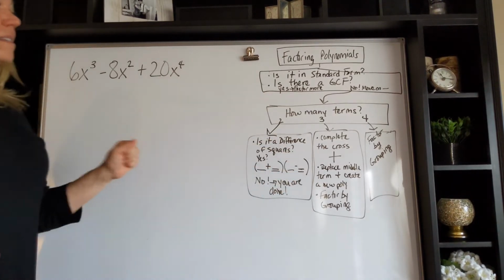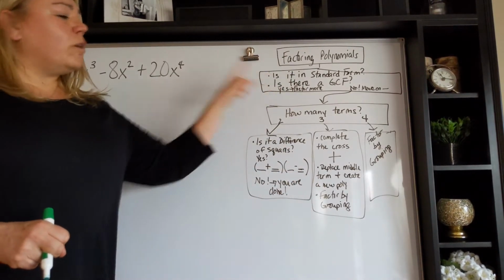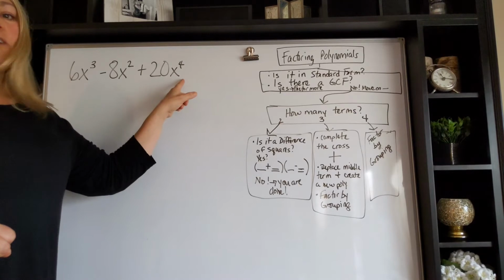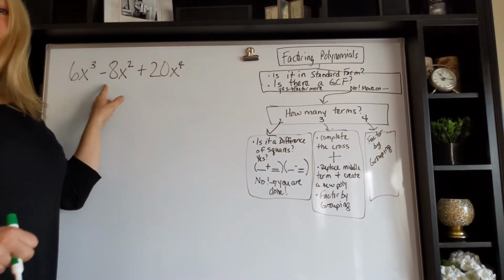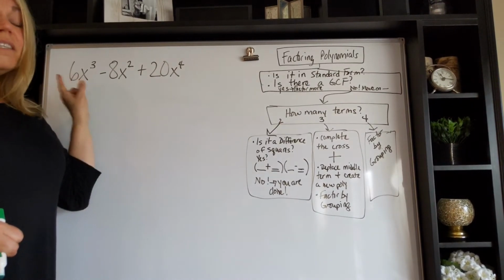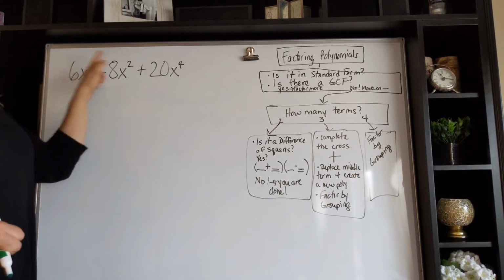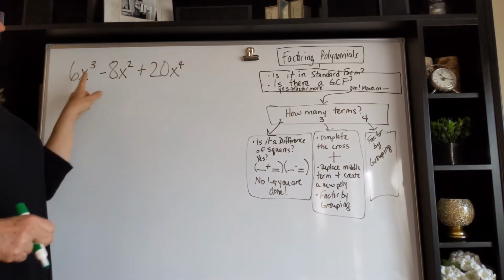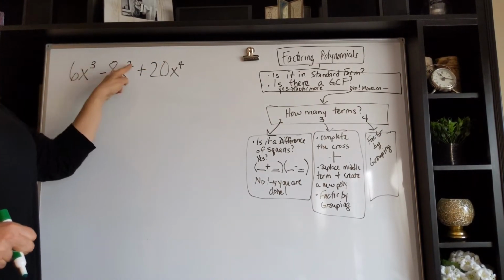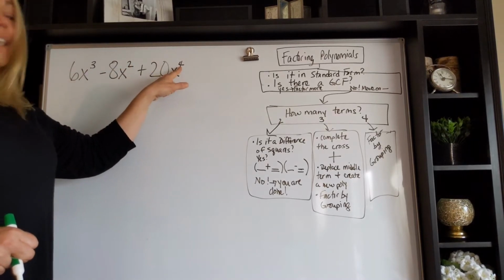So the first thing I'm going to do is look at my graphic organizer, and it says, is it in standard form? Meaning, is my polynomial in standard form? I hope you remember what that means, but if you don't, I'll remind you. Standard form means that my exponents are in descending order. So I'm going to check these out. It says to the third, to the second, to the fourth. It is not in standard form.